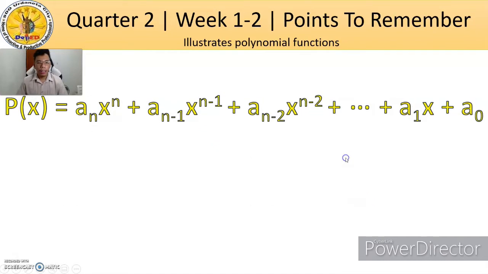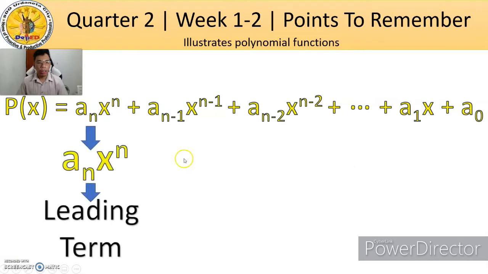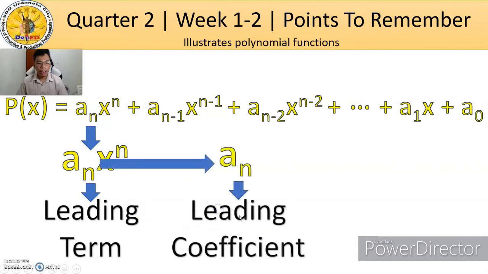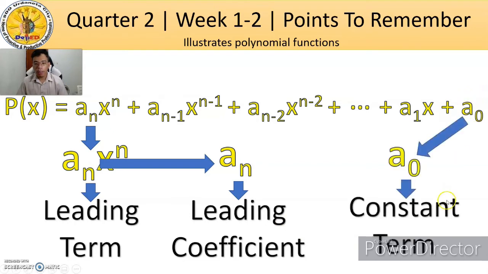Now, let us consider some parts of the polynomial function. The term containing the variable with the highest exponent is called the leading term. From this leading term, we will be determining the leading coefficient, which is the a sub n. And the other part that we can identify is the last term, or what we call the constant term, considering that this is the term which does not contain a variable x.